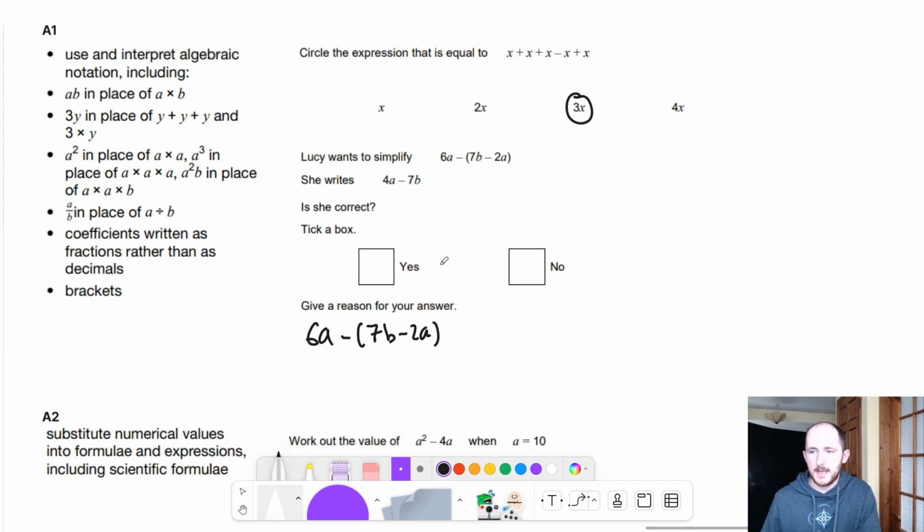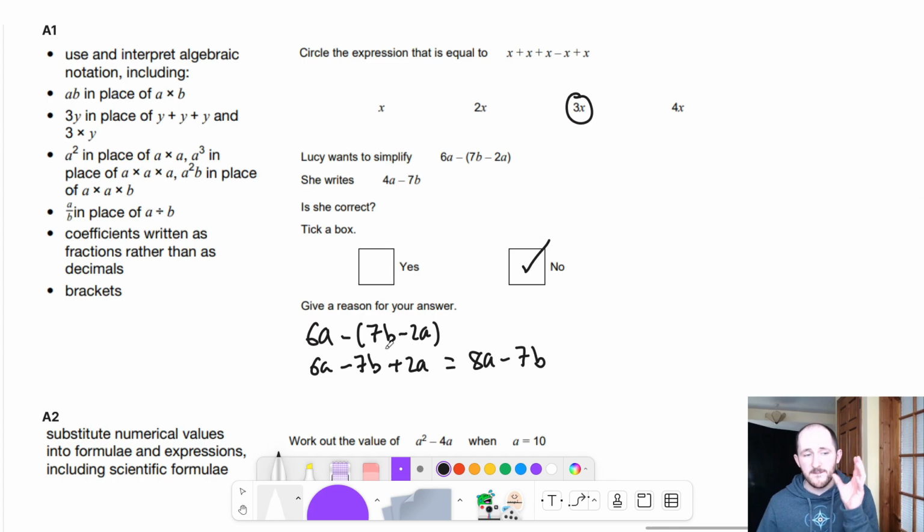Now, with brackets, whenever you have them, you have to multiply out by everything outside the bracket. So in this case, we have 6a. Now this minus is multiplying the 7b and the minus 2a. So minus 1 times 7b would give me minus 7b. Now minus times minus 2a would be plus 2a, which gives me 8a minus 7b. So she is not correct.